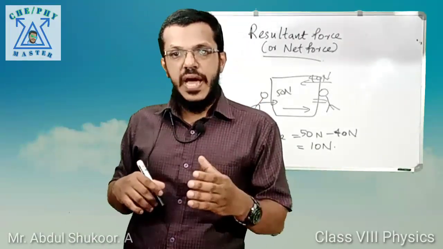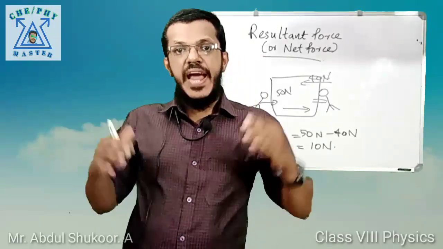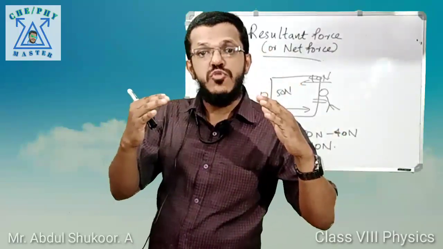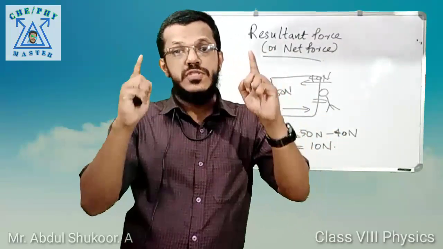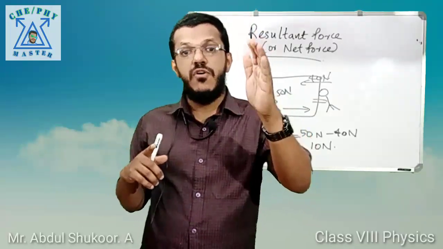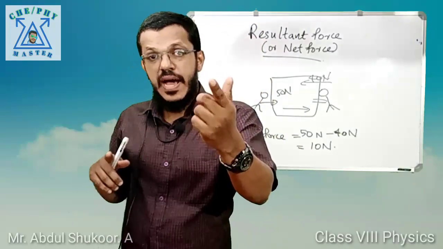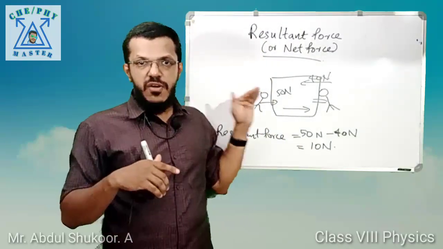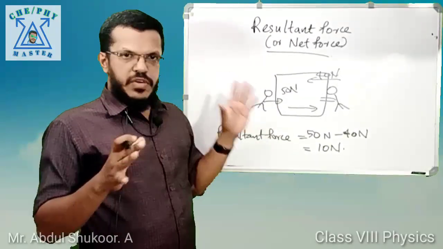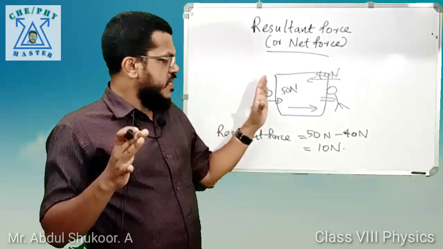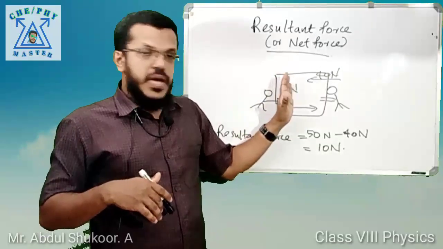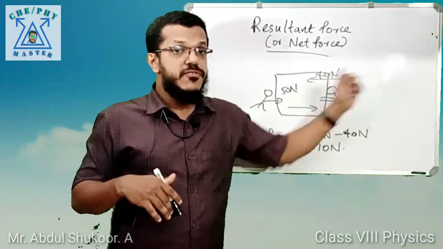So we can conclude that when two unequal forces act in opposite directions on an object, the resultant force is the difference between the two forces. It moves the object in the direction of the larger force. In this case we understood that this object will move in this direction, that means the object will move in the direction of the larger force.